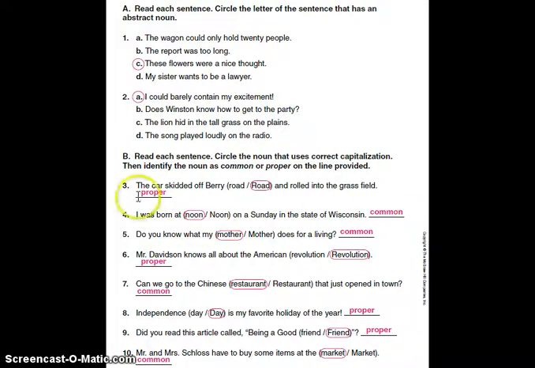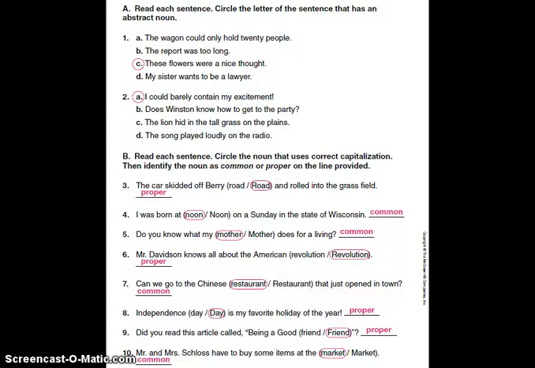Let's go ahead and look at number 3. The car skidded off Berry Road. Well, if you're naming a road, any type of road, it's a proper noun, isn't it? At noon, it's not a specific time. It would be common. Mother, I'm not saying my mother Nancy. I'm not identifying that, so it's just common. And if we're talking about a time in history like the American Revolution, that would be capitalized. That's proper. And if you're just going to any old restaurant, it's just common.